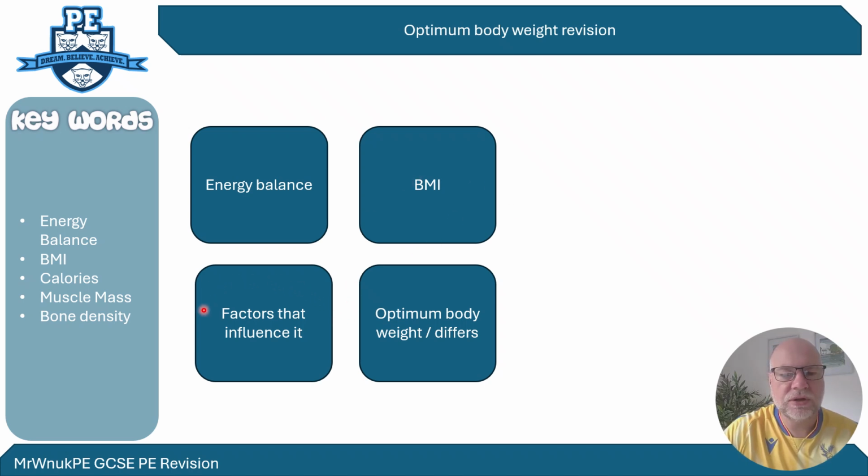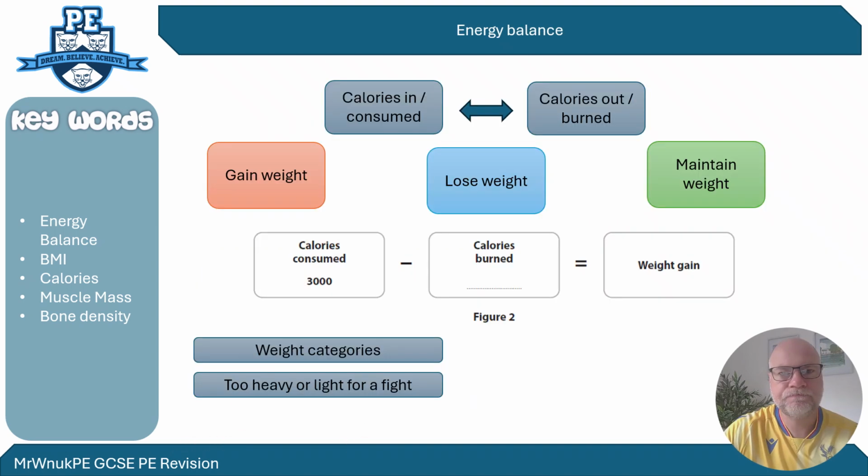We're going to look at the factors that influence body weight, and this could range between multiple choice questions, so 1 mark, to up to about 3 marks. When we start bringing in the comparisons of different body weights and optimum body weights, which again is about 3 marks. So quite a quick video, let's get on with it.